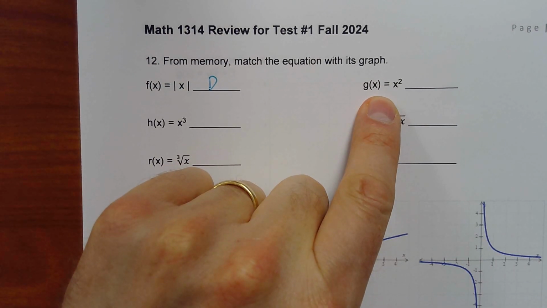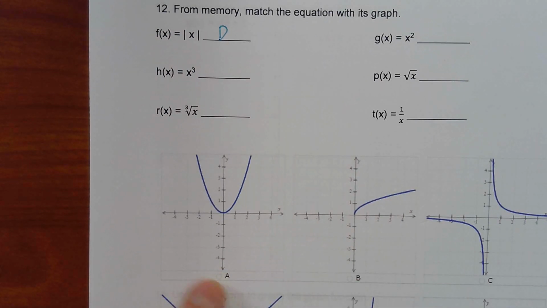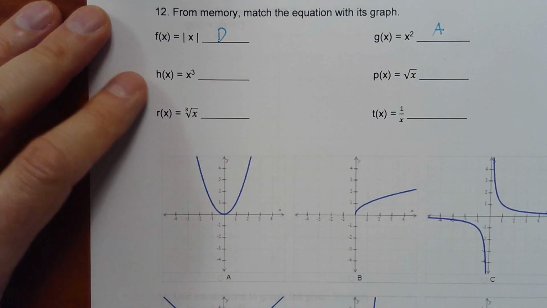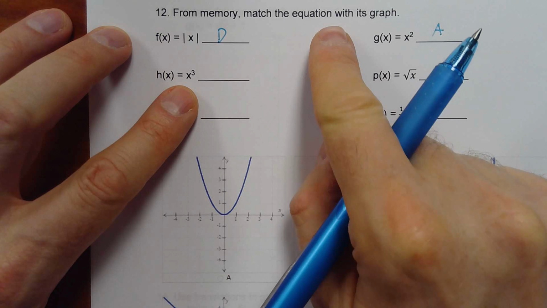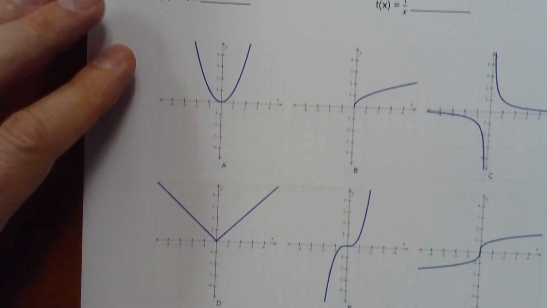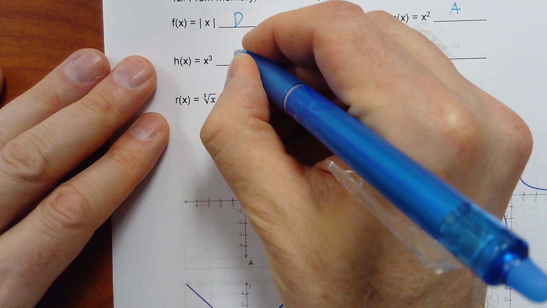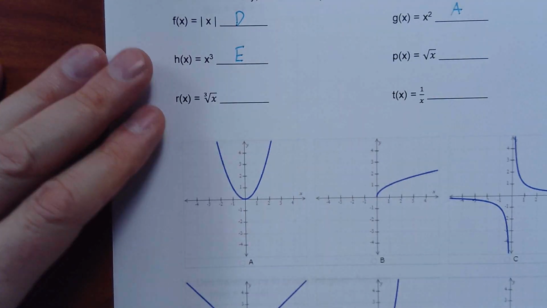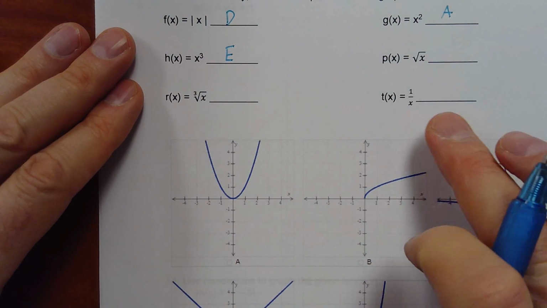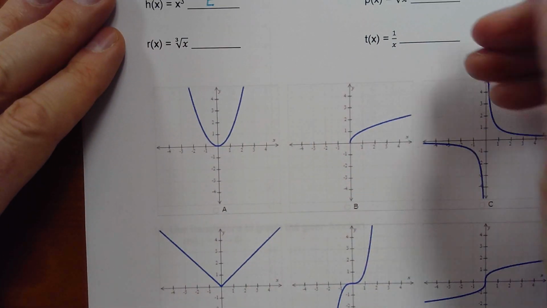G of x equals x squared, that's our parabola. Okay, there's our option A. H of x, that's our x cubed, so that looks something like this. And that would be E. P of x equals the square root of x. It's half a parabola turned on its side. So that would be graph B.